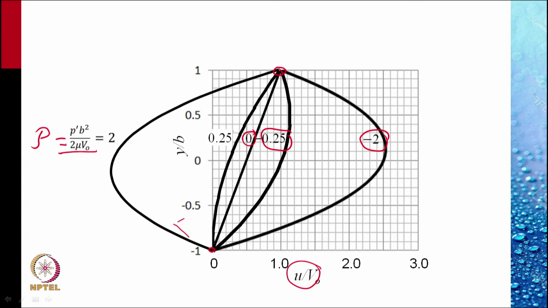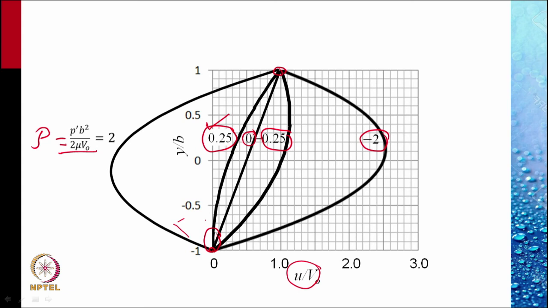This is for script P is equal to 0.25. This is significant because at this value of the pressure gradient parameter, the slope of the velocity profile at the lower plate is 0. That means at this pressure gradient, the lower plate does not experience any shear stress. If the velocity gradient is 0, that means the shear stress is 0. So there is no shear stress on the lower plate.